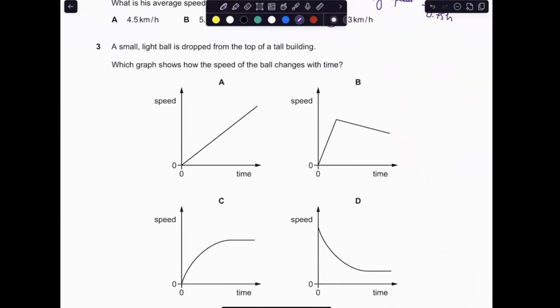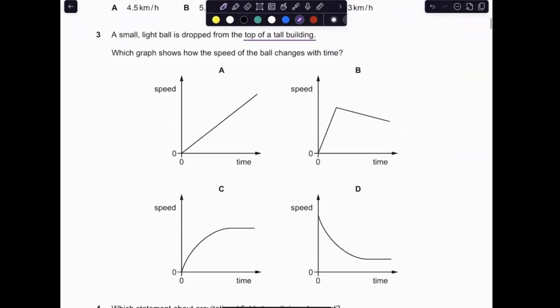Then number 3, a small light ball is dropped from the top of a tall building. Which graph shows how the speed of the ball changes with time? Now, there is significance to this phrase, the top of a tall building. When we're talking about dynamics or free-falling bodies, do you know why they say top of a tall building? What is that supposed to indicate to us?